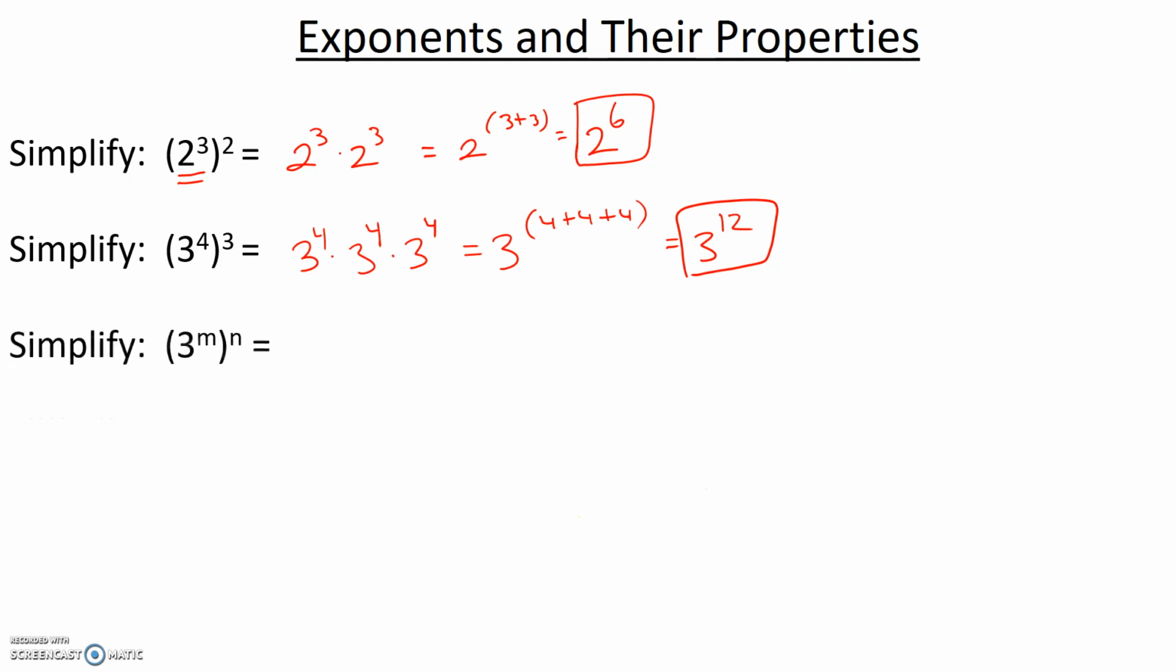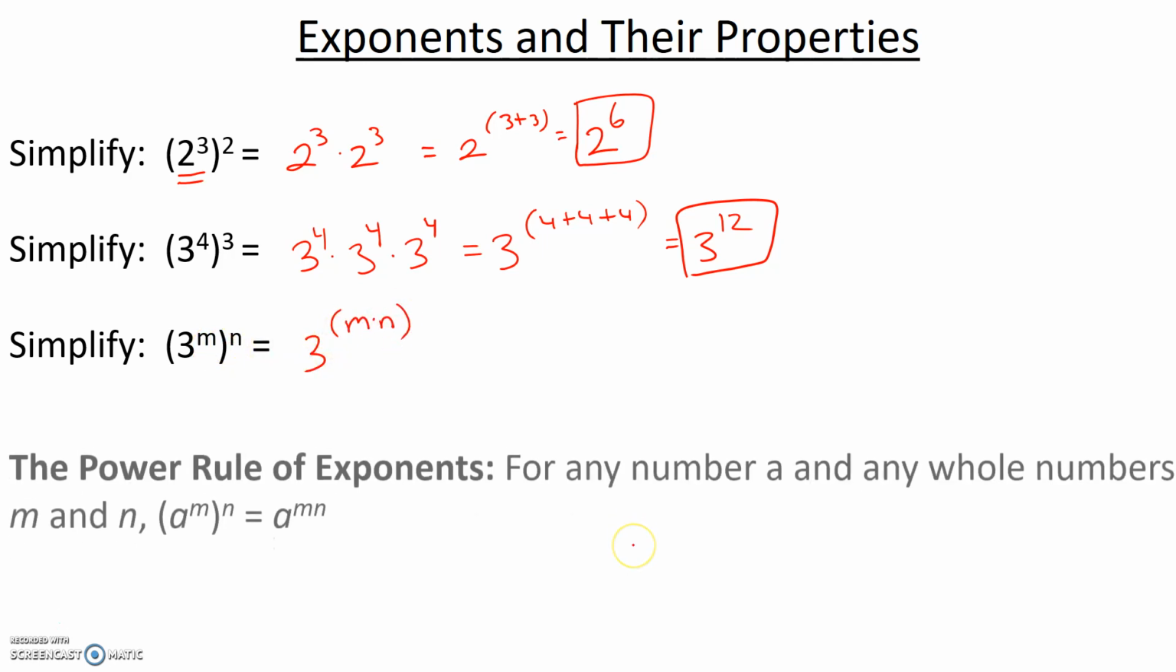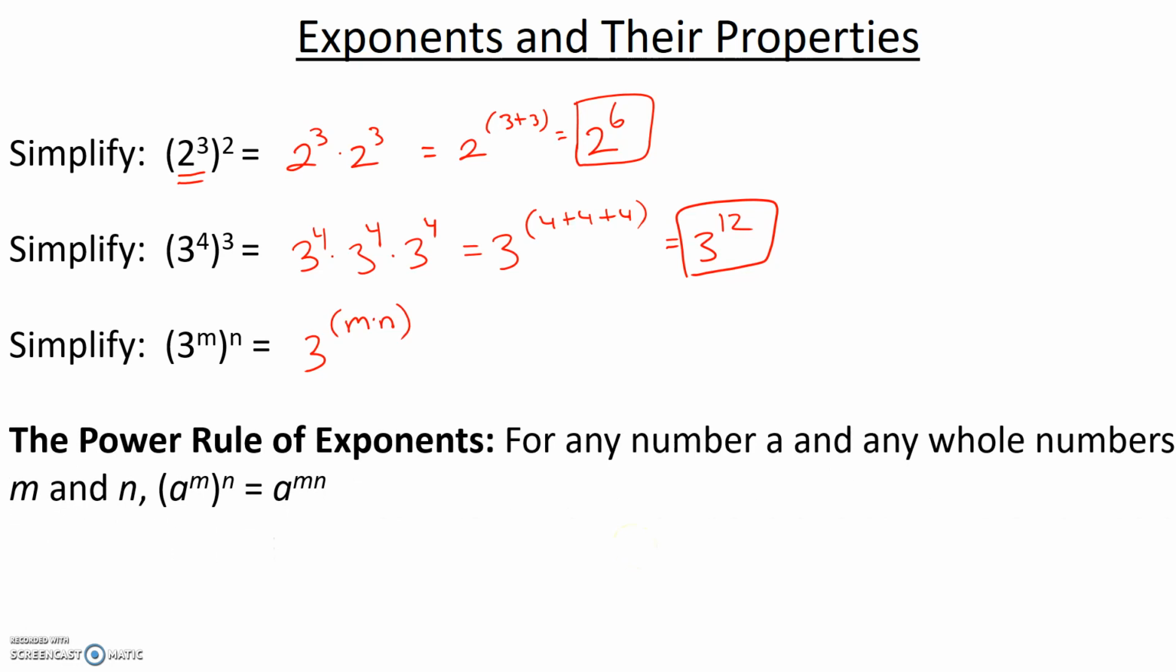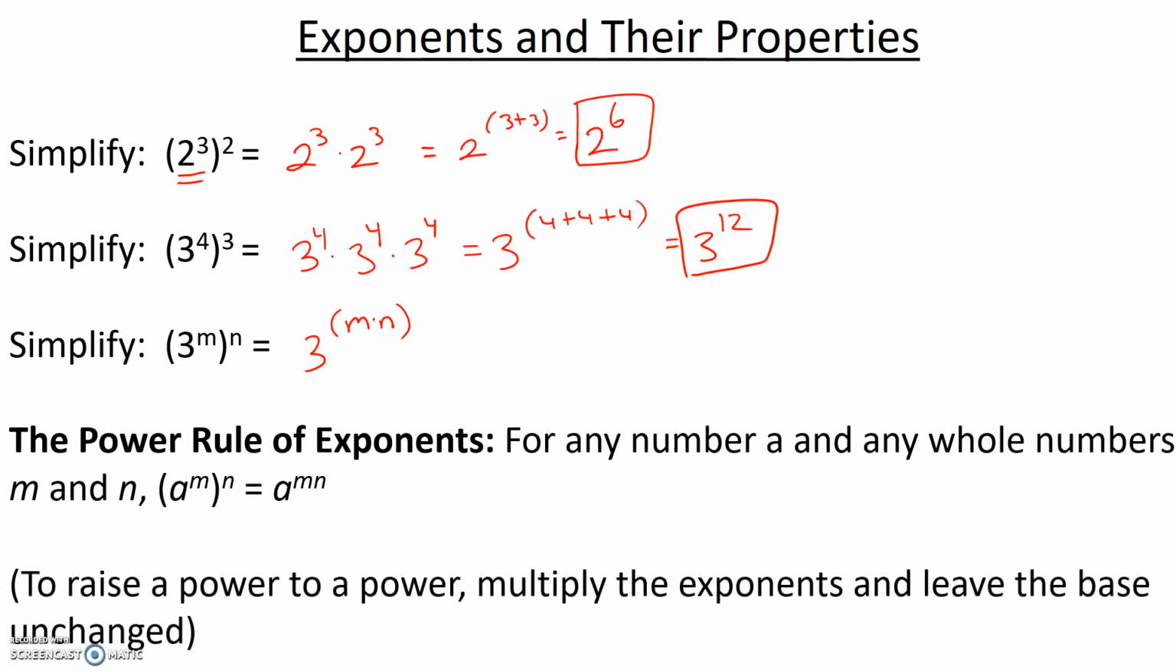So if we have 3 to the m raised to the n power, when raising a power to another power, we multiply the two powers. This leads us to the power rule of exponents. For any number a and any whole numbers m and n, a to the m raised to the n power is equal to a to the m times n. In other words, to raise a power to a power, multiply the exponents and leave the base unchanged.